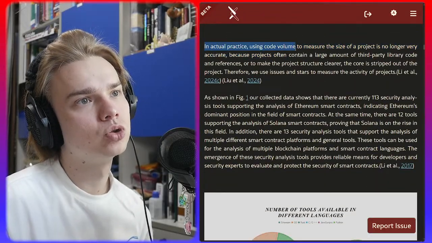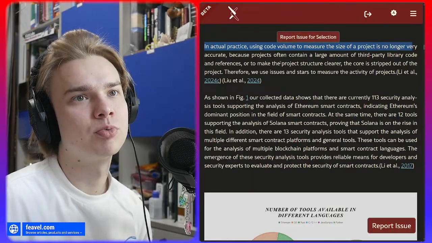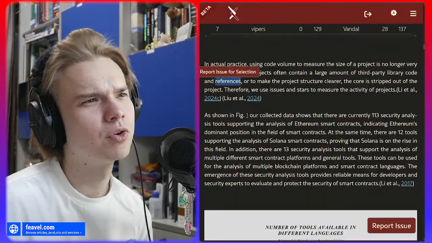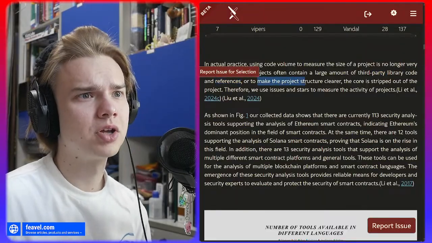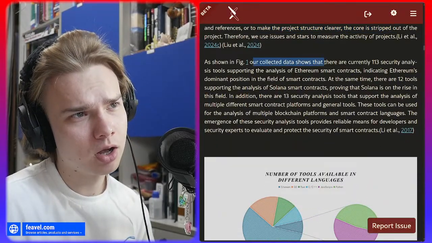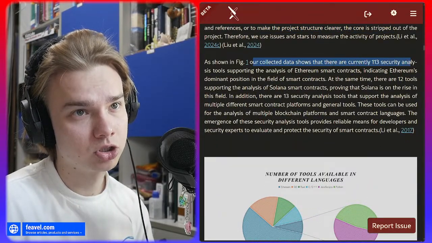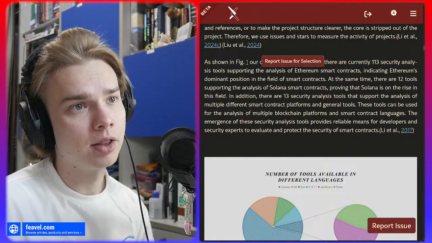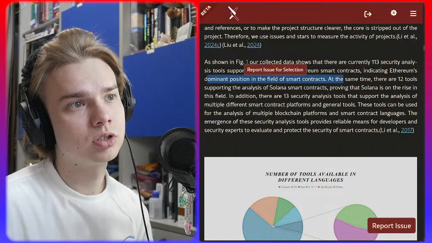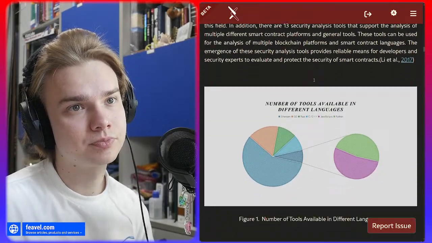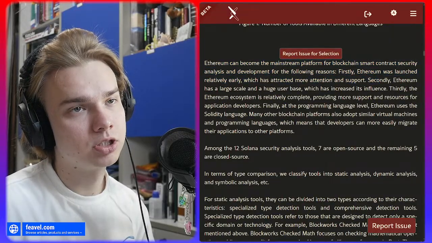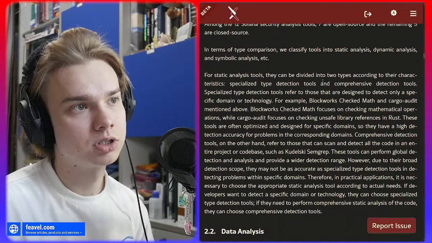In actual practice, using code volume to measure the size of projects is no longer very accurate because projects often contain a large amount of third-party libraries, code, and references, or to make the project structure cleaner, the code is stripped out of the project. As shown in Figure 1, our collected data shows that there are currently 113 security analysis tools supporting analysis of Ethereum's contracts, indicating Ethereum's dominant position in the field of smart contracts. Ethereum can become the mainstream platform for blockchain smart contract security analysis and developers.